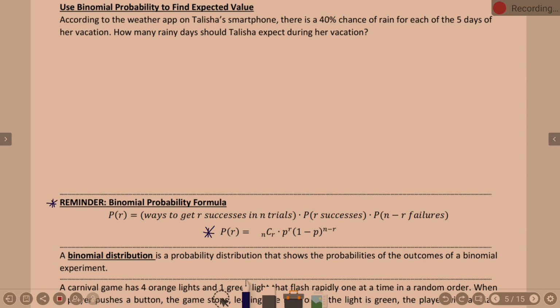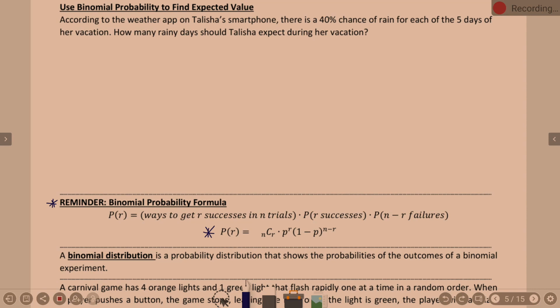Now, look at the example here. According to the weather app on Talisha's smartphone, there is a 40% chance of rain for each of the 5 days of her vacation. How many rainy days should Talisha expect during her vacation? So the idea here is that each day has a 40% chance of rain. How many days should Talisha expect during her vacation? No days. 1 day. If we factor in the 40% chance each day, how many days is she looking at?